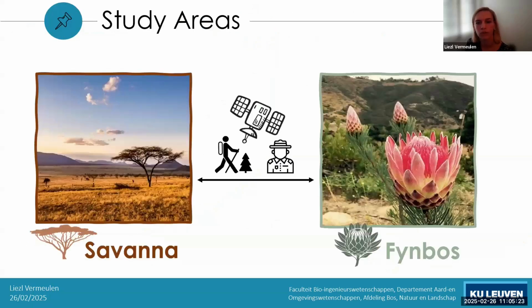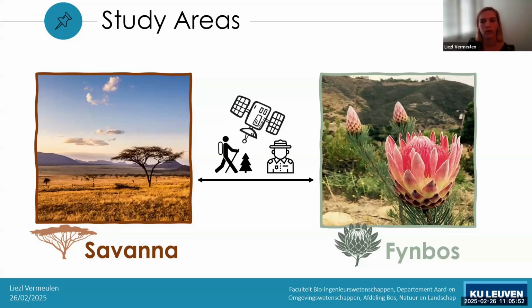So I focused on two main ecosystems. Firstly, the savanna, and secondly, the fynbos. Both are classified as dryland ecosystems and play a very important environmental, ecological, and socio-economic role in South Africa. This is important to ensure that it fits within the climate adaptive goals of the Resider project. And both of these are investigated using a combination of remote sensing techniques and fieldwork at selected local sites.